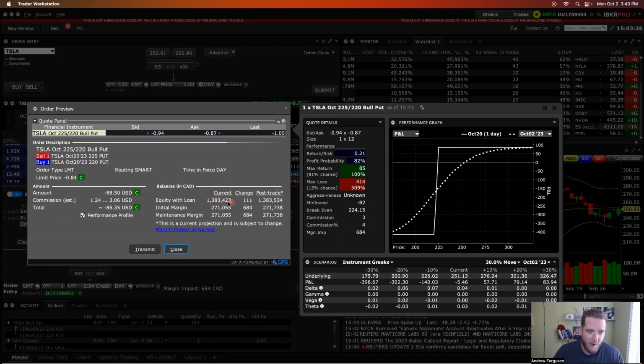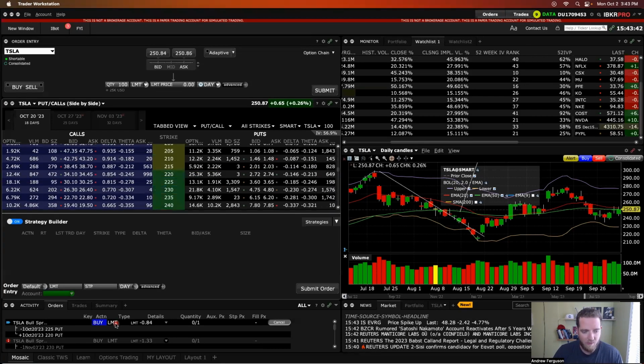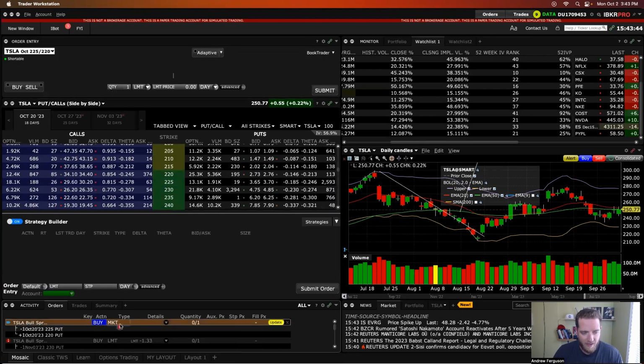You can see that your account will be going up post-trade, which is what you want to see for a credit. You would then click transmit. That would get the trade in the hopper. If you wanted to go limit order, you could also go market order, get that trade filled right away. It'll go in your account.